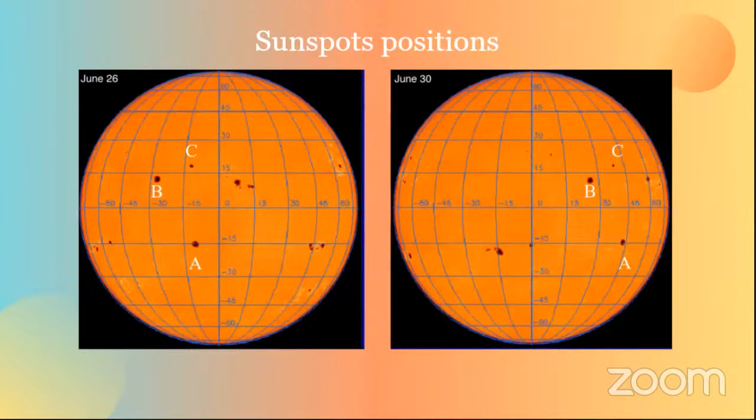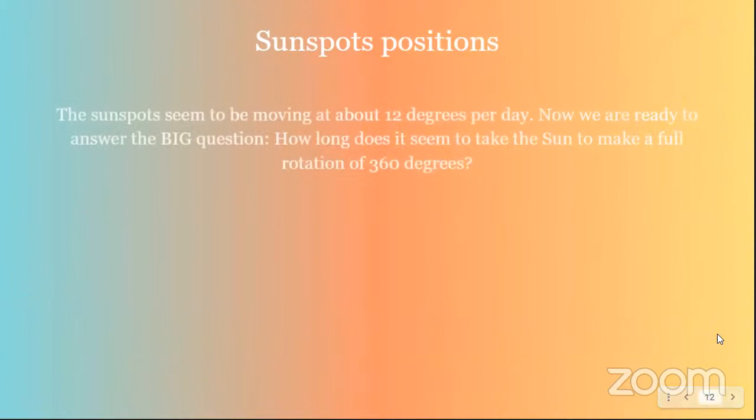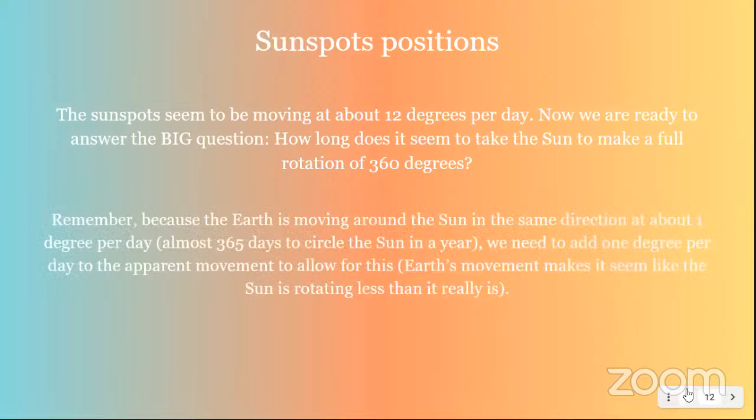So what can we conclude about this? What can be concluded from what Ilaf has mentioned is that sunspots seem to be moving at about 12 degrees per day. And with this information, we are ready to answer the big question. How long does it seem to take the sun to make a full rotation of about 360 degrees?